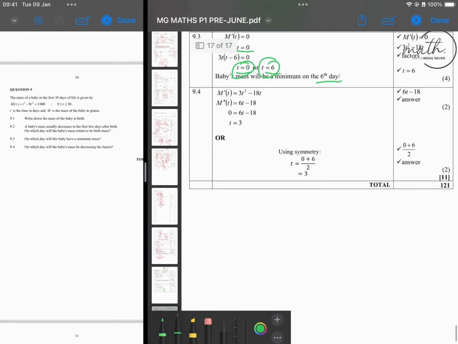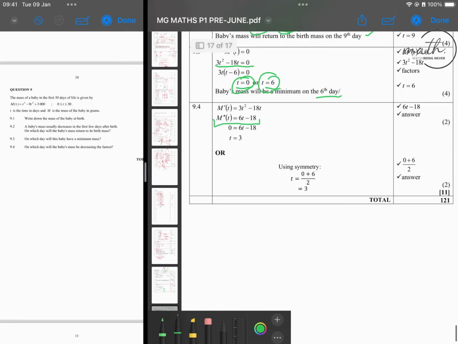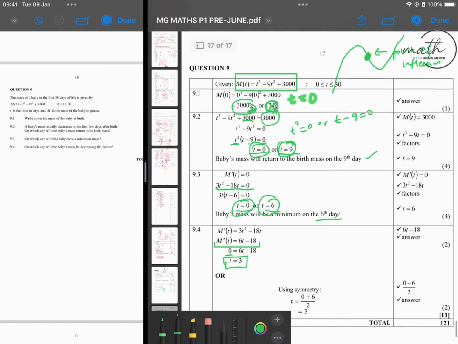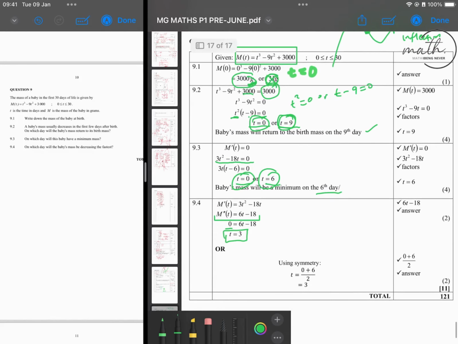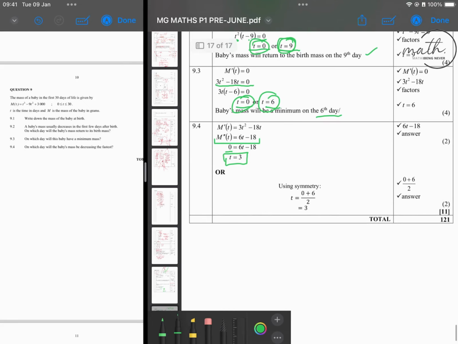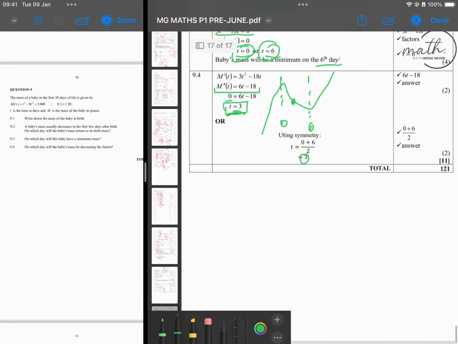How do we find the point of inflection? We just find the second derivative, equate it to 0, solve for t. Or using symmetry, if you understand what you did before. Because on 9.3, you just found the turning points. So it's going to turn here at 0, and turn here at 6. So to find this, you just say 0 plus 6 divided by 2, you get 3. That's the same point of inflection. Otherwise, just do how they did it on 9.4. I'll stop there.